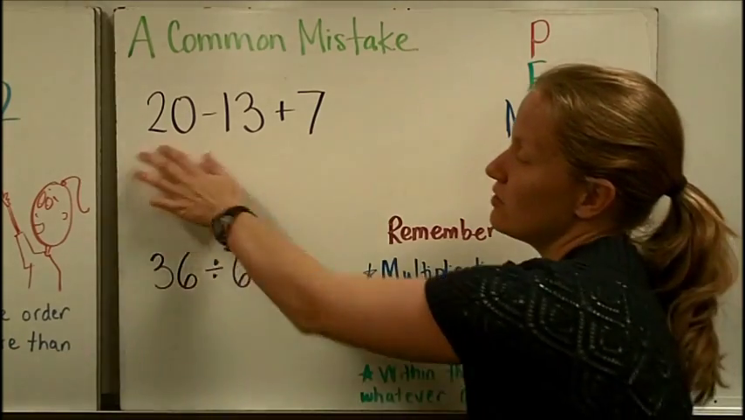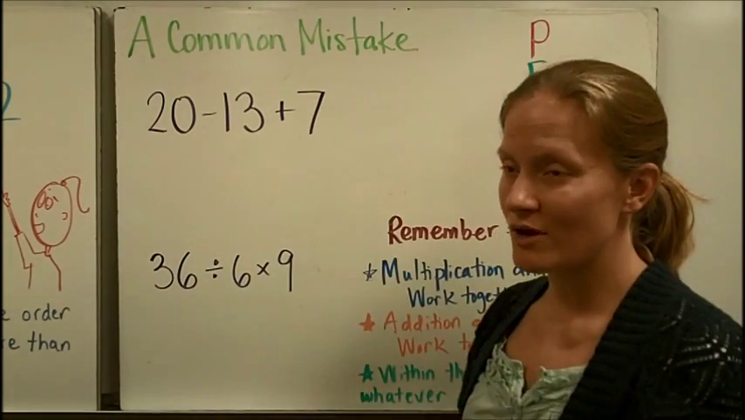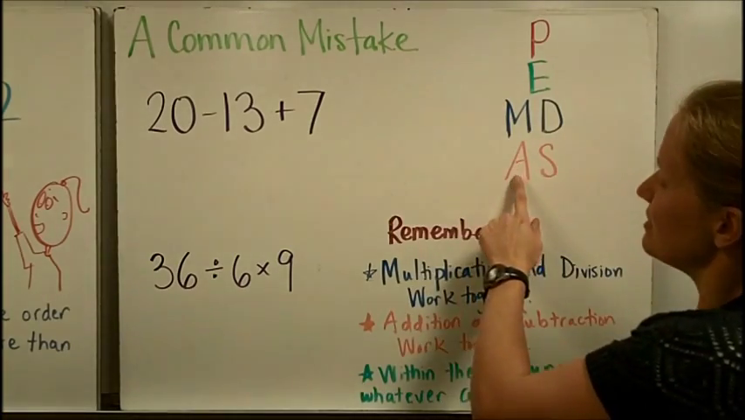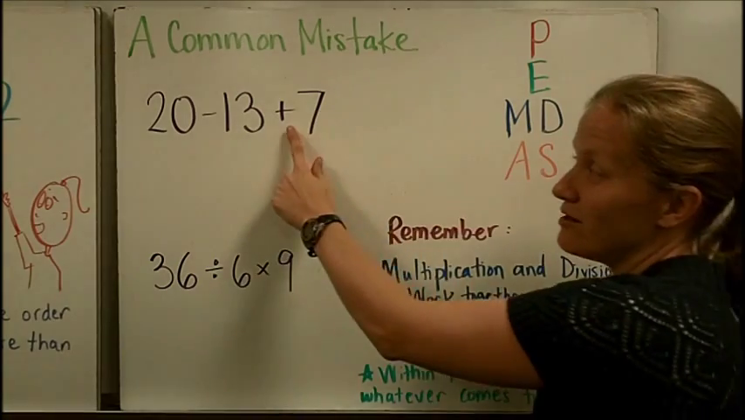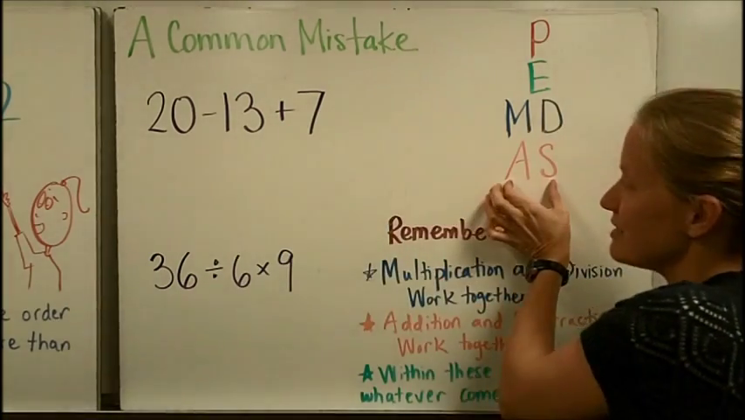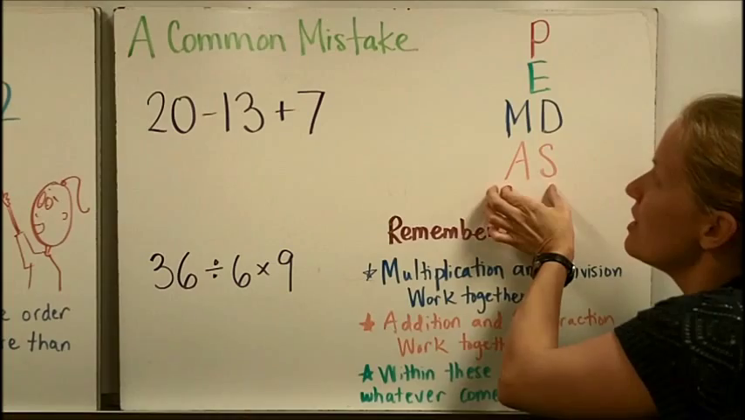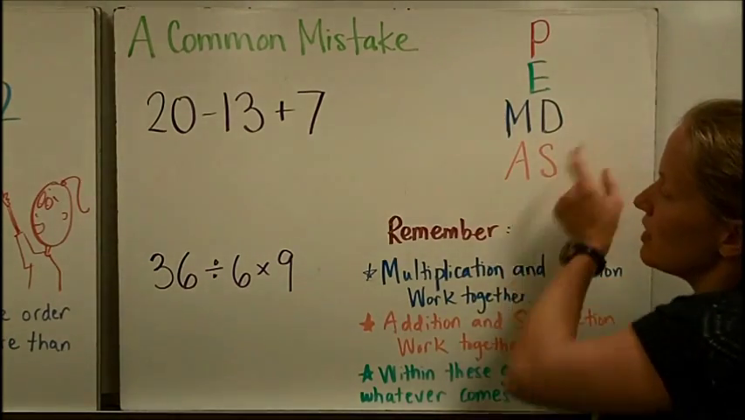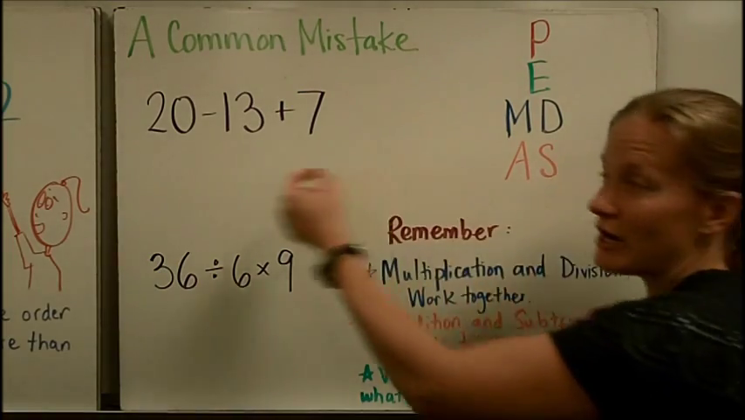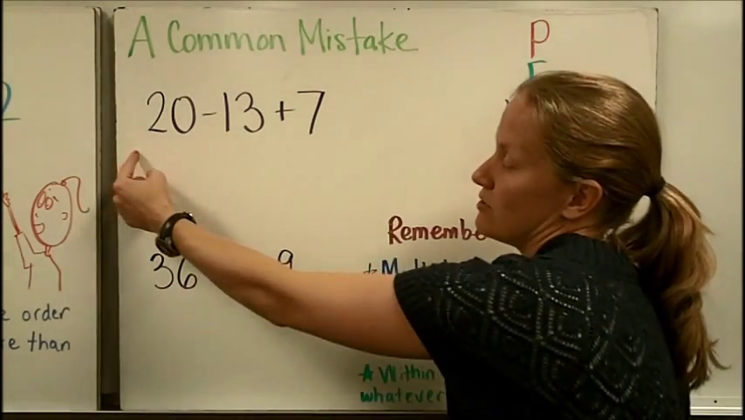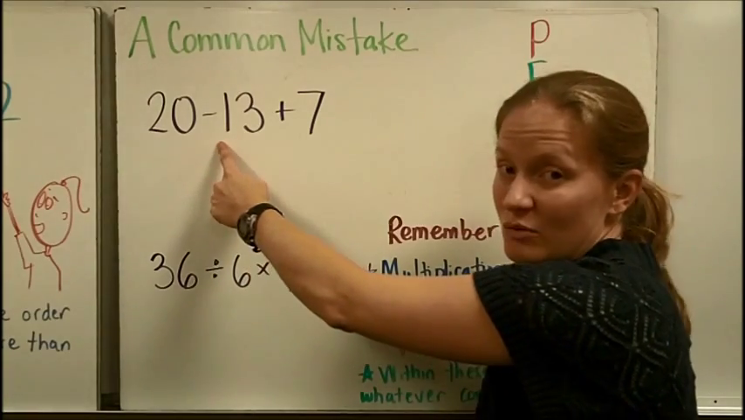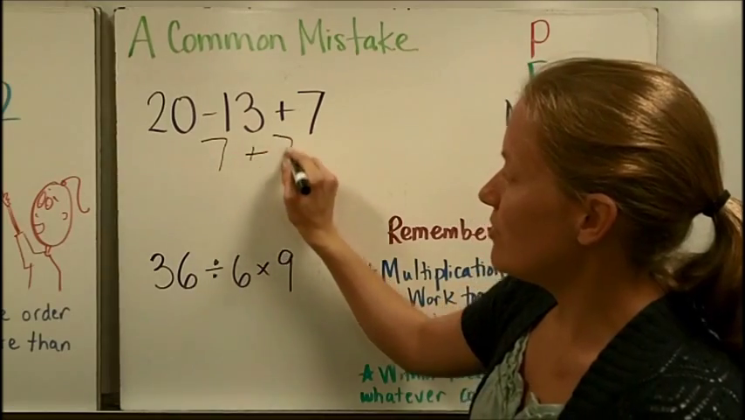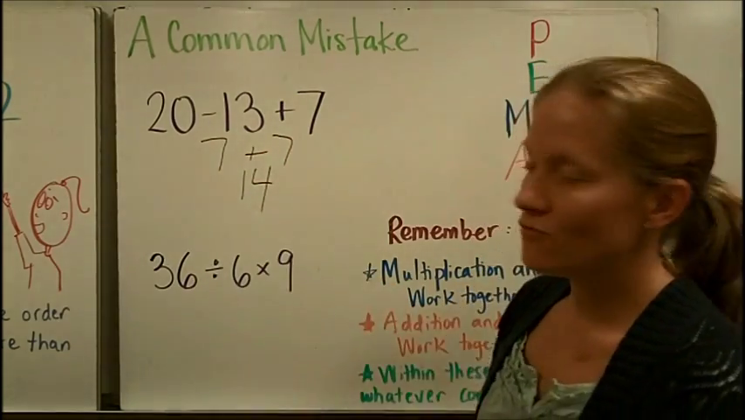So looking at this one, lots of 4th graders would think P-E-M-D-A-S. Well, I see addition before subtraction, and they would want to do this operation first. But these guys are buddies, they're partners, they work together. So if we have no parentheses, we have no exponents, we have no multiplication and division, then we look for addition and subtraction going this way. So the first thing that we get to is subtraction. We do that one first. 20 minus 13 is 7. Then I recopy the problem. 7 plus 7 is 14.